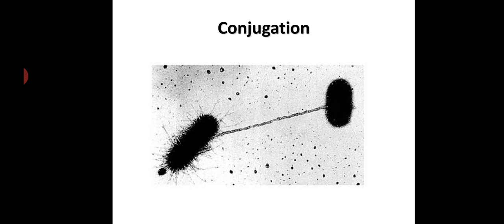This is the diagram, under the electron microscope, of conjugation, the formation of a conjugation tube between two strains of bacteria, plus and minus strains. From the minus strain to the plus strain, there is a transfer of genetic material, only unilaterally.